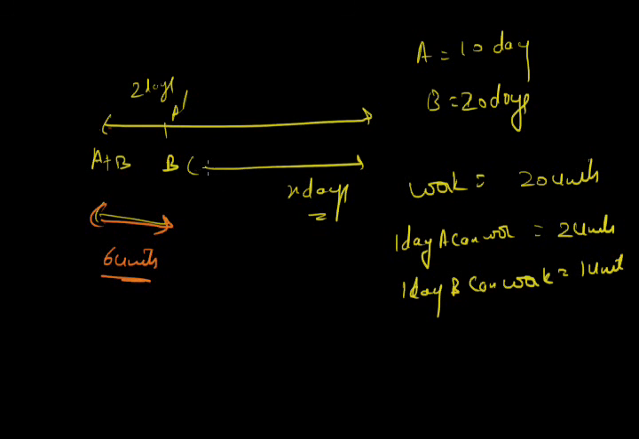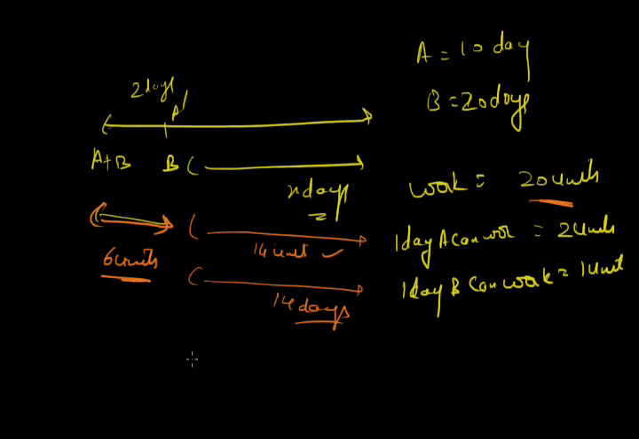Now total work is 20 units. I am left with 20 minus 6, that is 14 units, right? Now the number of days required to do the 14 units of work: B works 1 unit per day, so 14 units require 14 days. Hence in both the cases the answer is the same.